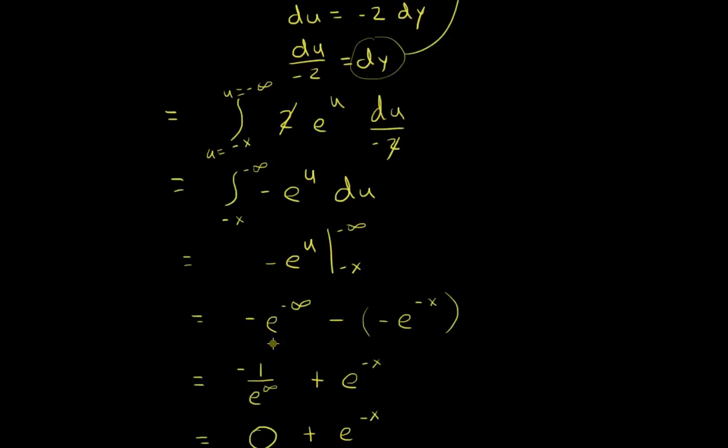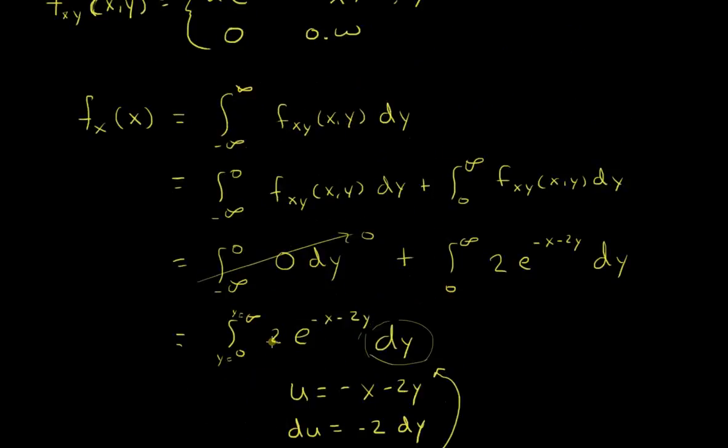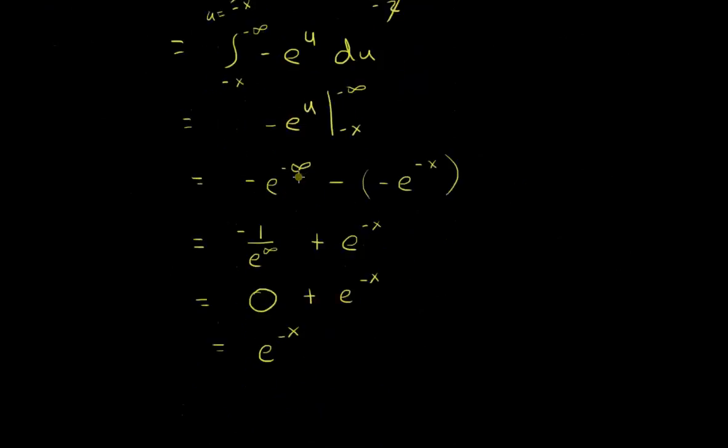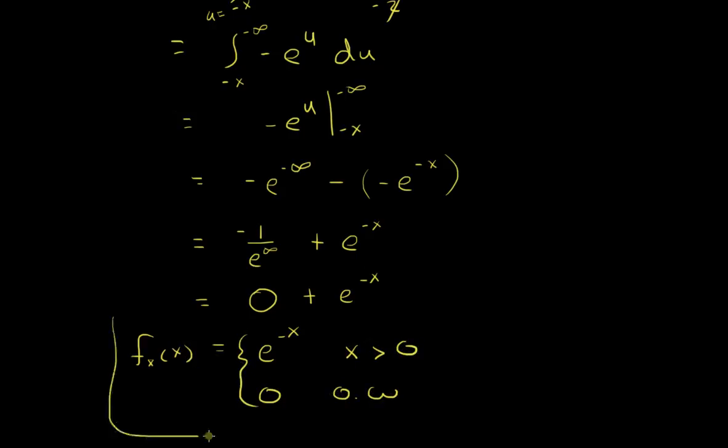All right, so I'm not quite done. I still need my support. Never finish writing your marginal distribution without also having your support. So this is my marginal distribution, and my support is x must be greater than 0, and 0 otherwise. And this is my marginal distribution.